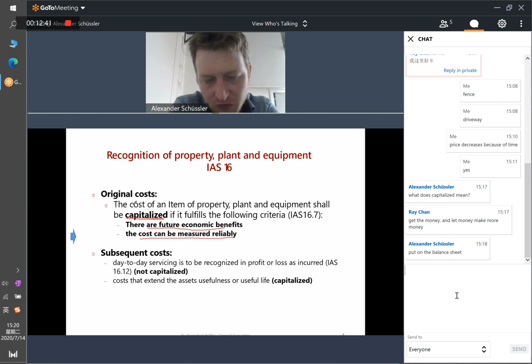When we're talking about subsequent costs, these are the costs that follow after putting the asset on the balance sheet. Then we have to differentiate between day-to-day servicing costs and costs that extend the asset's usefulness. Day-to-day servicing is not capitalized. This is just normal repair. It's not capitalized, but expensed.